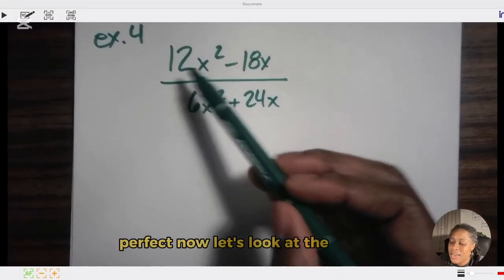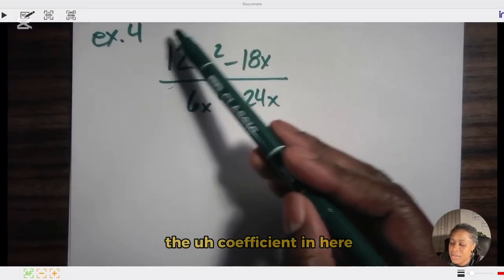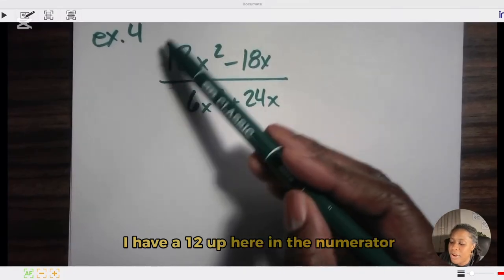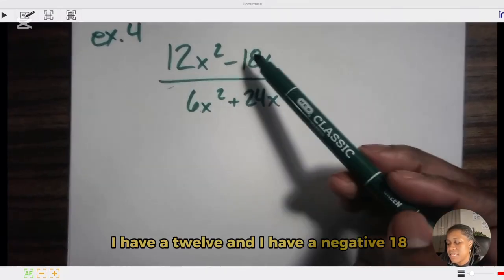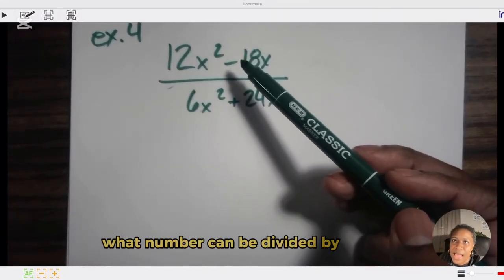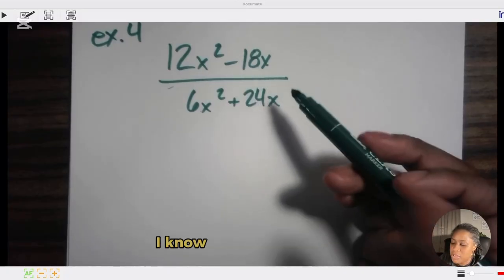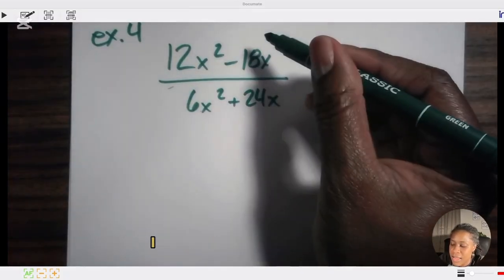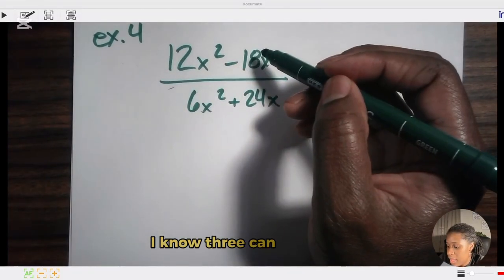Perfect. Now let's look at the numbers, the coefficients. Here I have a 12 up here in the numerator, and I have a negative 18. What number can be divided into 12 and 18? I know 2 can go into that. I know 3 can go into that.